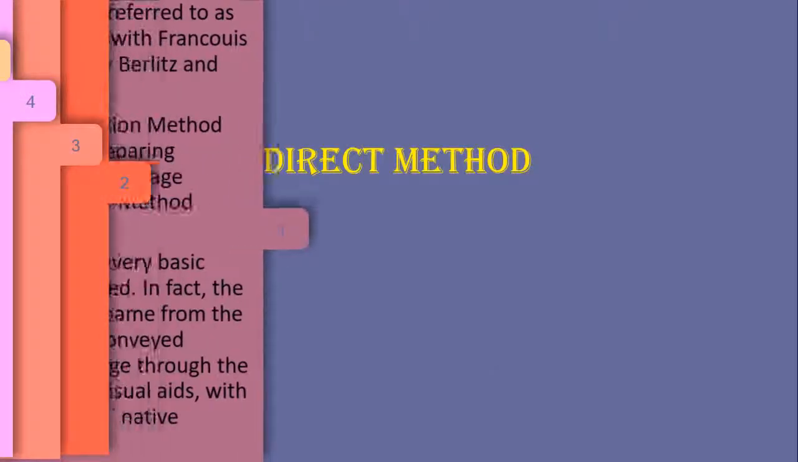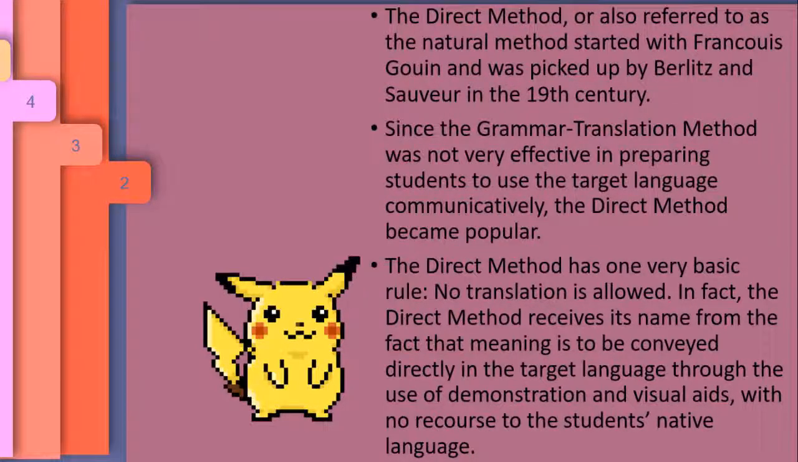The direct method. The direct method, also known as the natural method, started with Francois Gouin and was picked up later by Berlitz and Sauveur in the 19th century. Since the GTM was not very effective in preparing students to use the target language communicatively, the direct method became popular. The direct method has one very basic rule, which is no translation is allowed. In fact, the direct method received its name from the fact that meaning is to be conveyed directly in the target language through the use of demonstration and visual aids with no recourse to the student's native language.